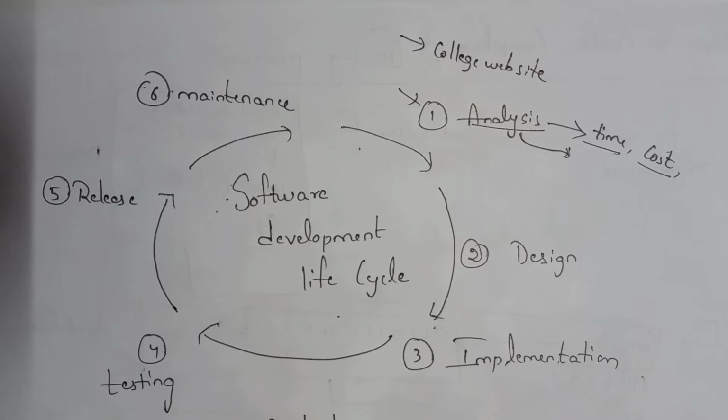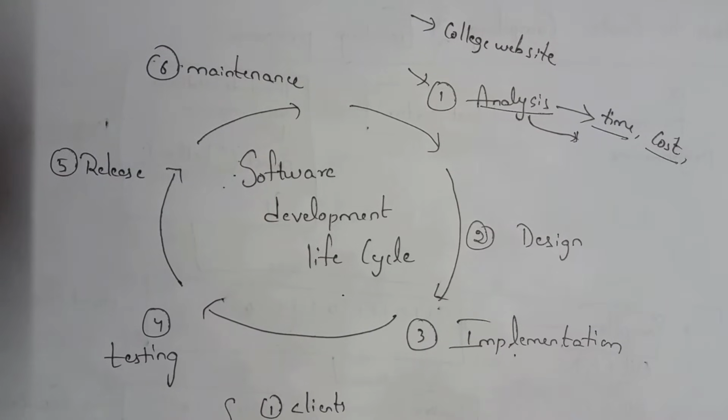After detailed analysis of the project, software designers will design a flowchart and algorithm for this project. After designing the flowchart and algorithm, the next step is implementation. This is the third stage. In the implementation phase, software engineers will write the software code for this project.